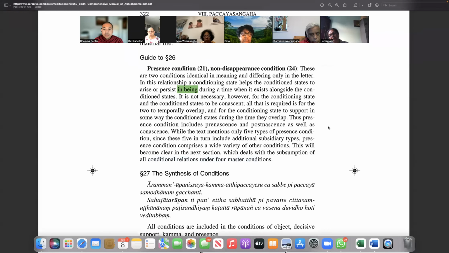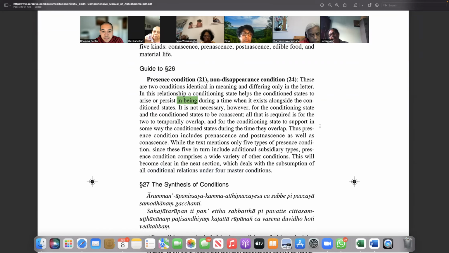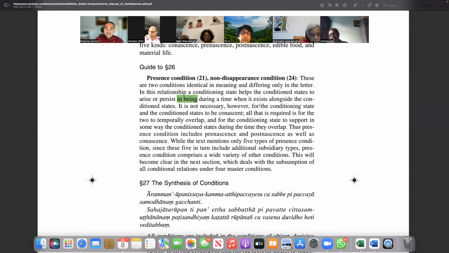Now, disappearance? Did you mention anything about disappearance? No, they haven't talked about that, because disappearance is vigata. They have only talked about avigata and atti. So this is non-disappearance, right? The fact that it is present is presence, atthi paccaya. The fact that it is present in being. Do you get that? The fact that it does not disappear is non-disappearance, avigata paccaya.